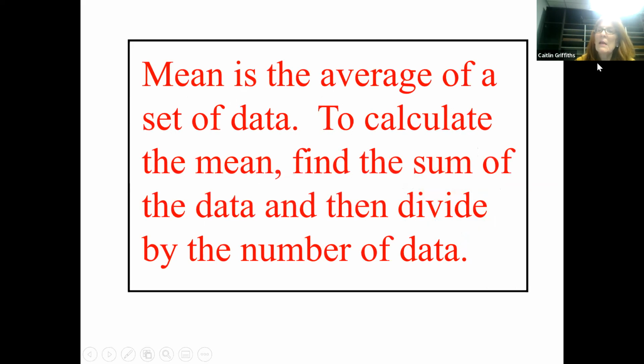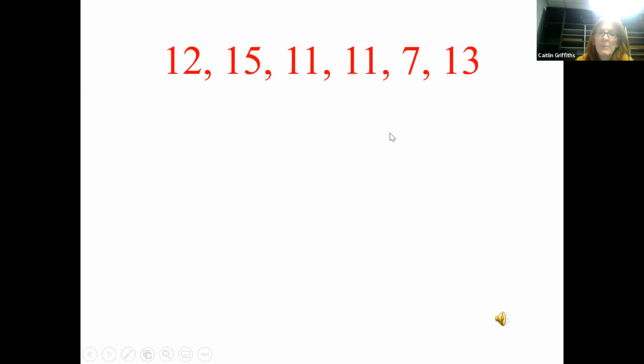The mean is probably the most common way of measuring central tendency. It's the average of a set of data. So when most people say what's the average height or the average weight or the average price, they're usually talking about the mean. To calculate the mean, you find the sum, which means you're adding all the data points up, and then you divide by the total number of data points. So then we'll have some examples.